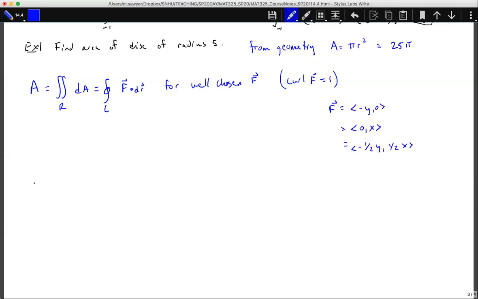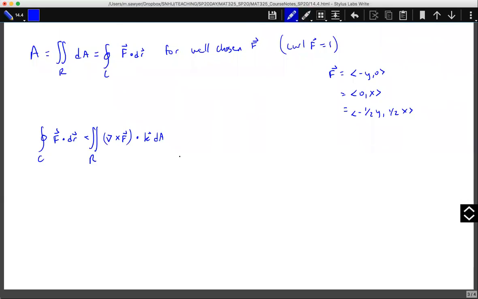So let's look at the double integral over the region. So we know our area. If we're looking at the curl of f dot dr, and we're looking at the definition of our integral of the curl dot k dA, we know that if our curl is equal to 1, this gives us our area.